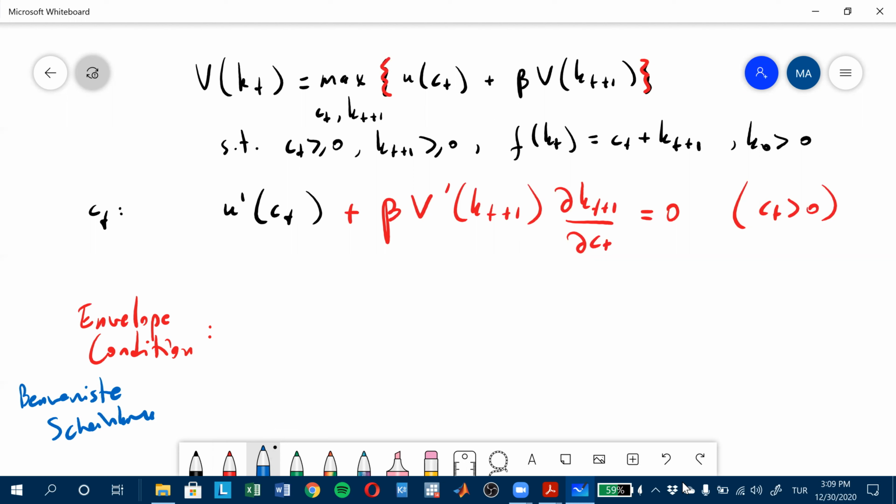Benveniste-Scheinkman formula, okay? So the idea is this. If the policy function we're going to choose at the end, C_t, really maximizes my intertemporal utility function, then this must be the value function I have at the end. Then this must be true, right? By the envelope theorem.